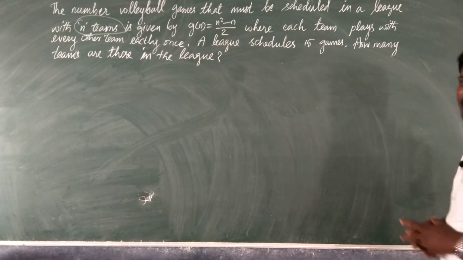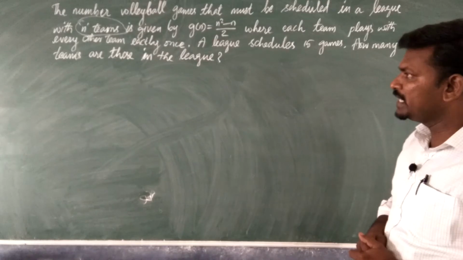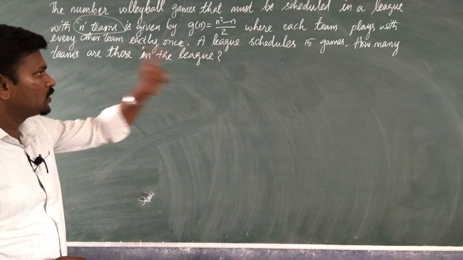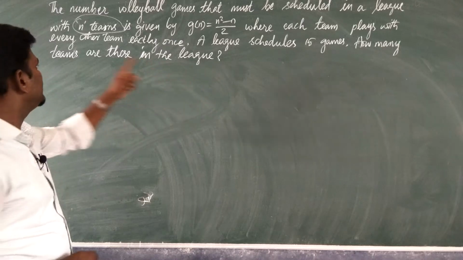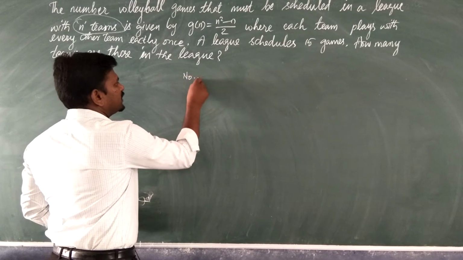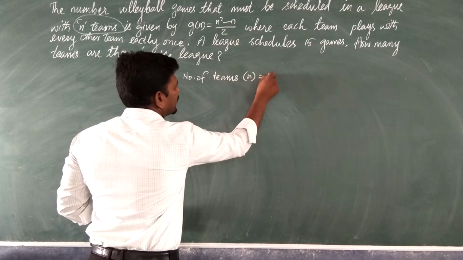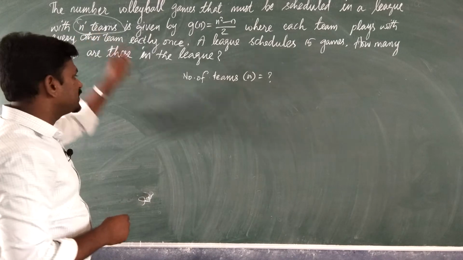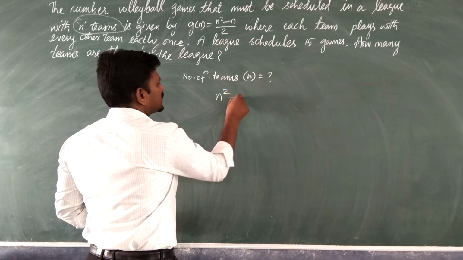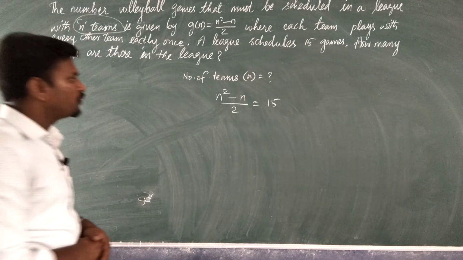A league schedules 15 games. That is the total number of matches, 15 games. How many teams are there in the league? That is the question. So we have to find the number of teams n, because n represents the number of teams. So we have to find the value of n. The relation between the number of teams and the number of games is (n² − n)/2 = 15.